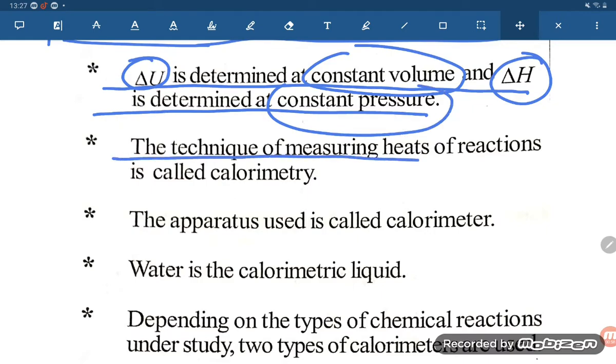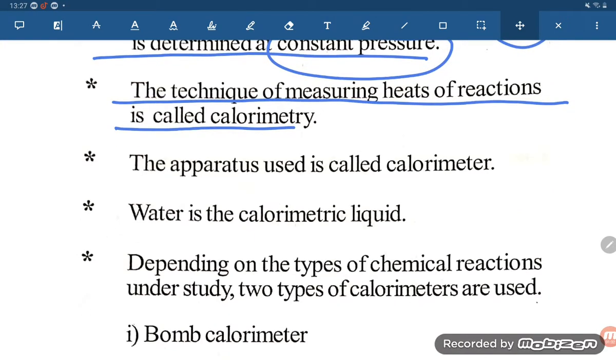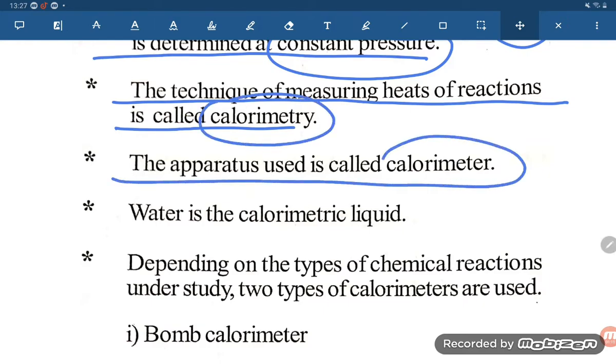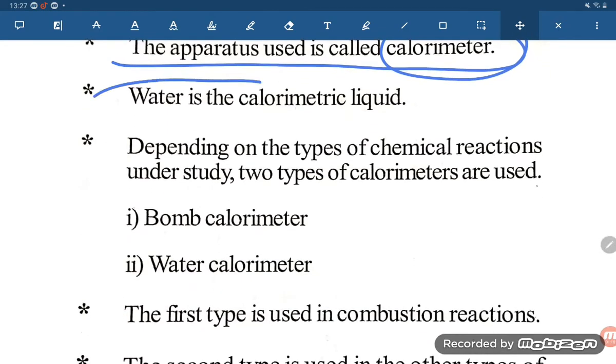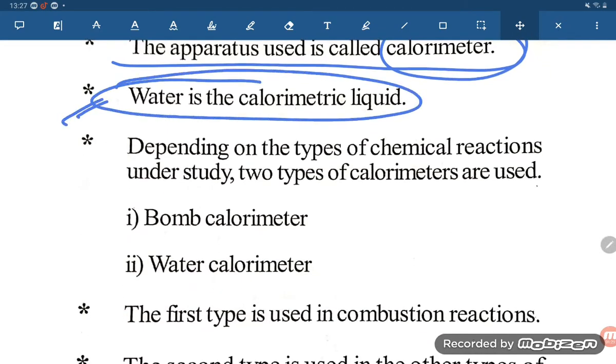The technique for measuring heat of the reaction is called calorimetry. The apparatus used for the calculation of the heat is known as a calorimeter. Water is the calorimetric liquid. In the calorimeter, the solvent you are using is water.